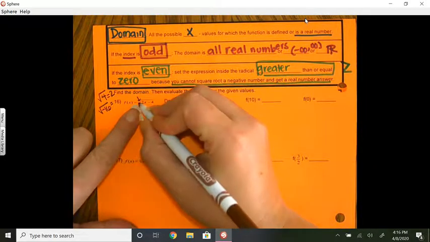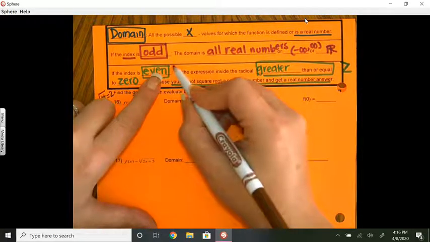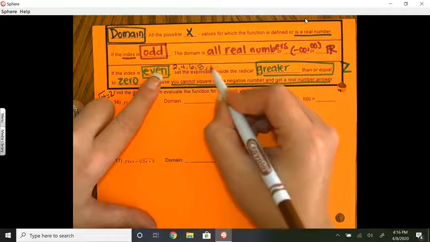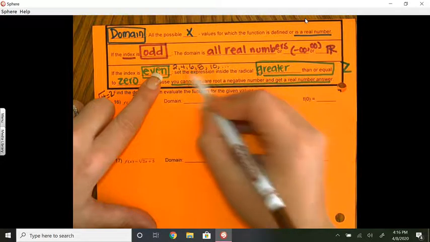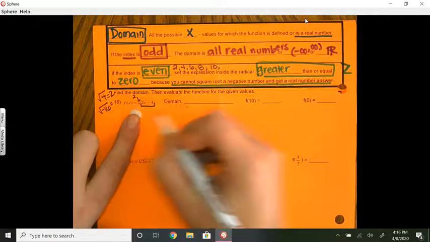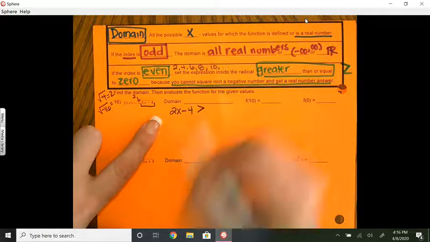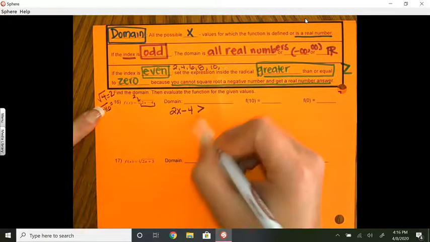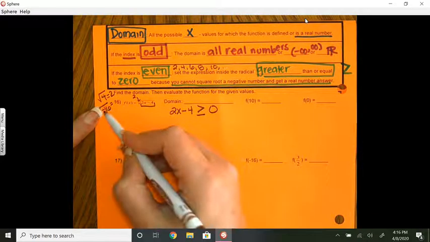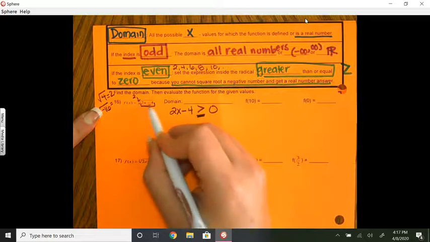So in other words, since this index, and remember the index is the little number right here, which if there isn't one, it's 2, is an even number. Even numbers are 2, 4, 6, 8, 10, etc. If we have an index of that value, you take whatever's inside the radical and tell yourself it has to be bigger than or equal to 0, or else you're going to have a negative inside, because 0 is not negative. That's why this line's here, because 0 could be in the radical.